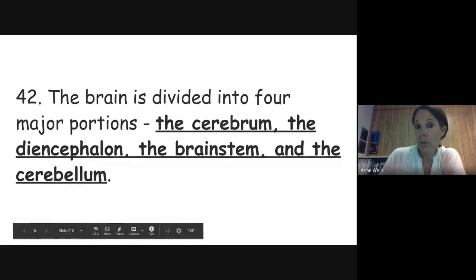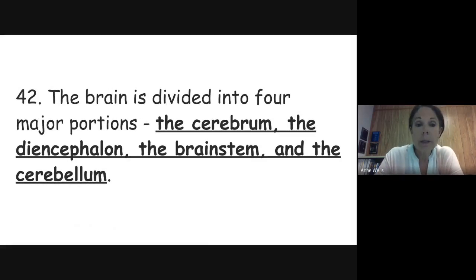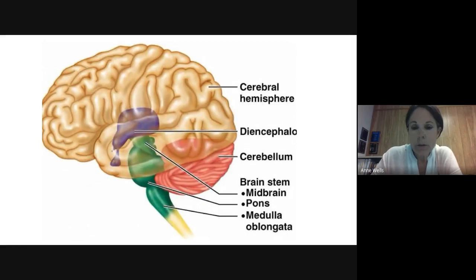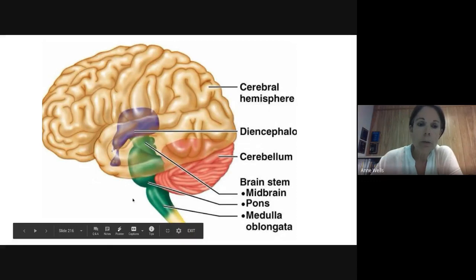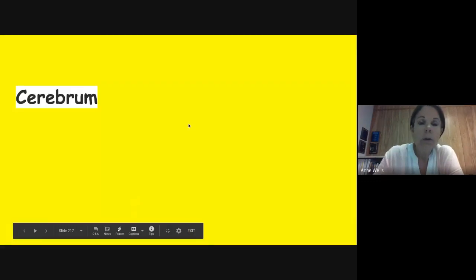Number 42, the brain is divided into four major portions: the cerebrum, the diencephalon, the brainstem, and the cerebellum. Of course, in this one brief lesson on the brain, there's no way that we will cover literally every single thing that you would need to know, let's say if you took A&P in college, but it'll get you on the right track. So there's a picture that divides it up and shows you the four main parts, and then it also, you can see, divides the brainstem into parts. So we're going to start with the cerebrum.